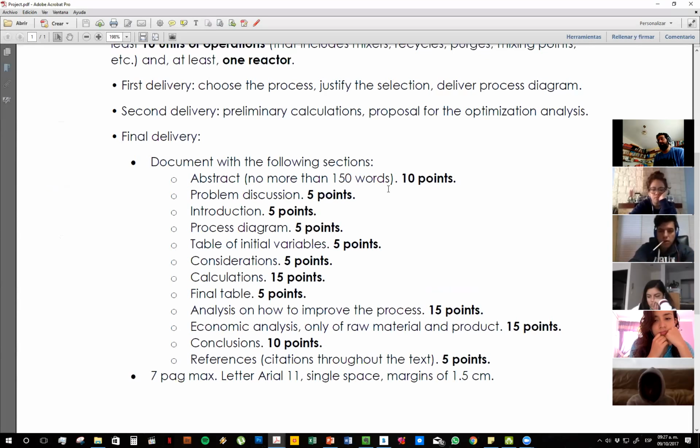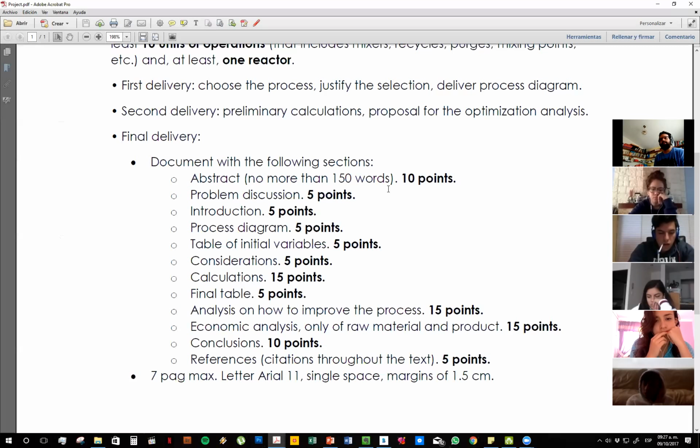Then the final table is the huge table of, well, it depends on the amount of streams, of course, but the table with each stream and the components that go in that particular stream, and either the molar fraction or the mass fraction, right? And the mass of each stream. Then analysis on how to improve the process. Well, you said, okay, we wanted to do a recycle, so we found that the process is 70% better or not, or whatever you found, right?